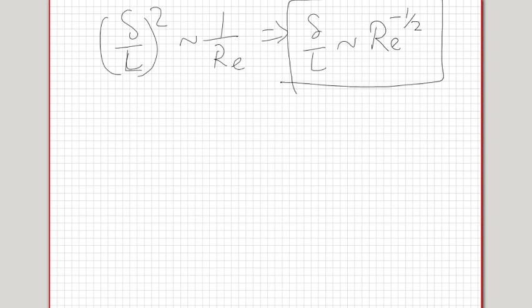What does this mean? The thickness of the boundary layer at length L at the end of the plate would be of the order of the square root of the Reynolds number. The thickness of the boundary layer divided by L, the ratio of these two, a non-dimensional number, will be of the order of Re to the power of minus half. So if Reynolds number is 1000, the square root of 1000 is about 30. So delta by L will be about 1 by 30. So if I have a 1 meter long plate, the thickness of the boundary layer will be about 3 centimeters.